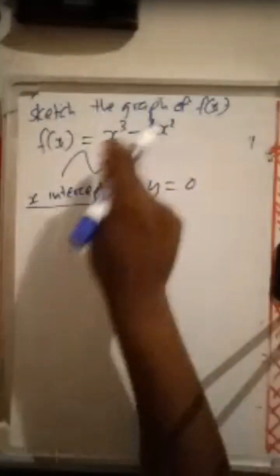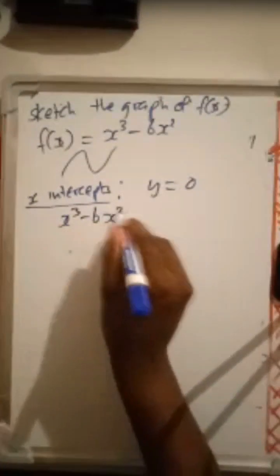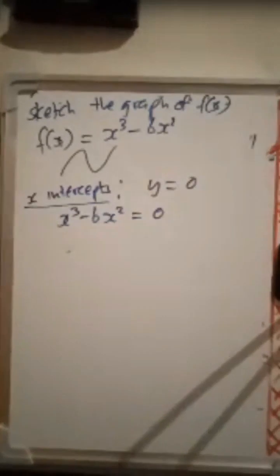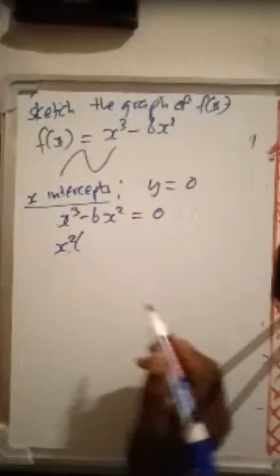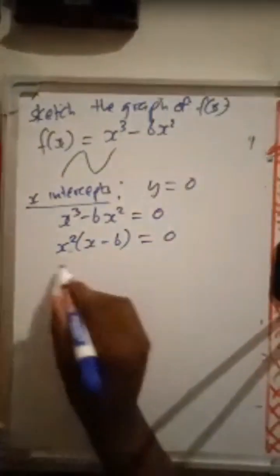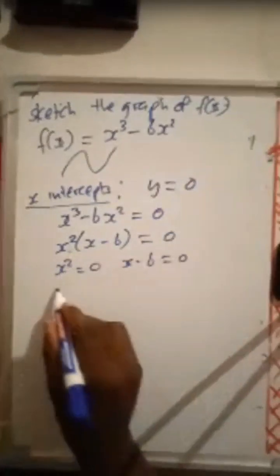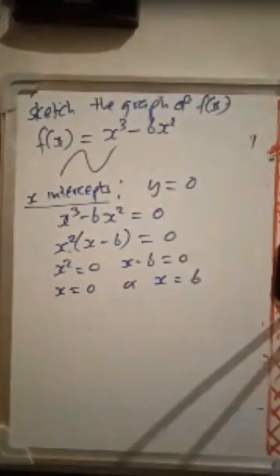Now, x intercepts. This one is easy to solve. I chose this one because it's easy to solve. y is equal to 0, so you equate the whole function to 0. x cubed minus 6x squared is equal to 0. This one we can't factorize in a fancy way. We actually have to just take out the highest common factor there, which is x squared. Then you're left with x minus 6 is equal to 0. So x squared is equal to 0, x minus 6 is equal to 0. So x is equal to 0 or x is equal to 6.